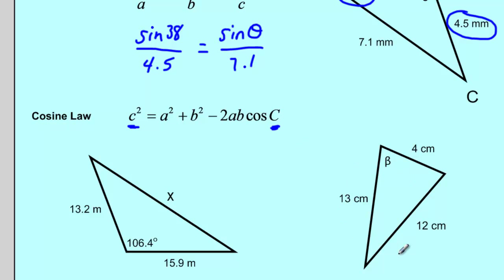And for this example down here, because beta, which is the angle that I'm looking for, is across from 12, the 12 side has to be the C side in the formula because it corresponds to the angle that I'm looking with.